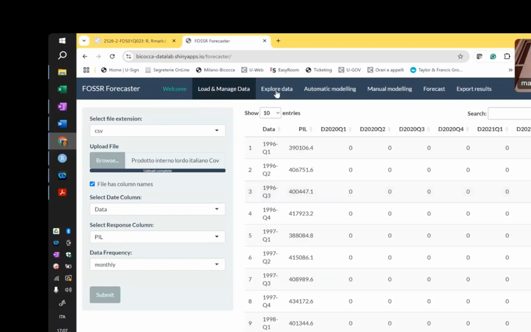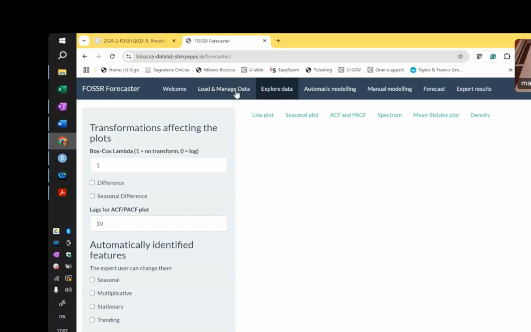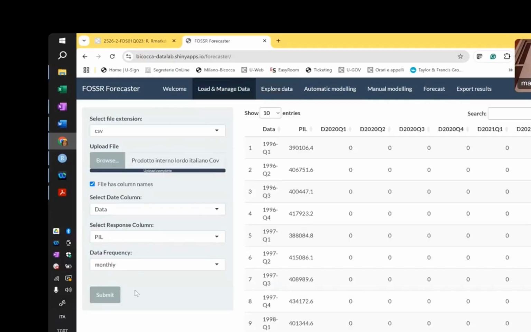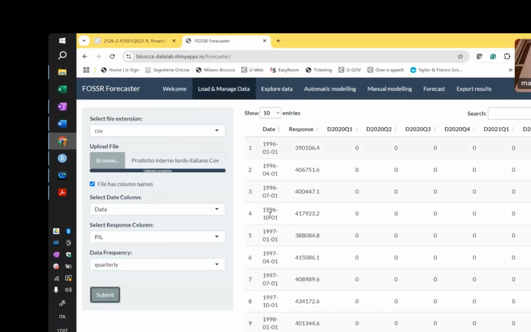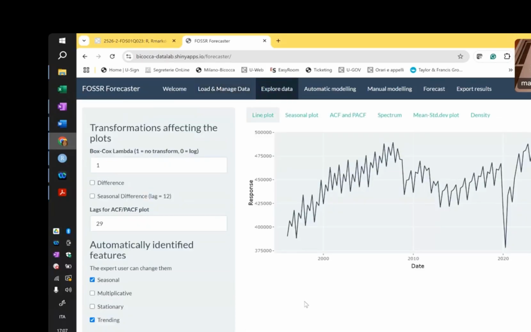Sorry, we have to fix this. It's not monthly, it's quarterly. Submit. So now we have a real date. You can explore the data. Well, this is the time series again. Same story. Financial crisis, COVID. Okay.